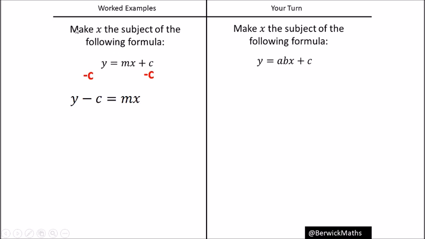But remember, I'm trying to make x the subject, so I just want x on its own. Okay, so how do I get from mx to just x on its own? Well, if I divide both sides by m, that gives me x equals y minus c all divided by m, and this is my answer, and x is now the subject. So please could you pause the video and make x the subject of this formula on the right.